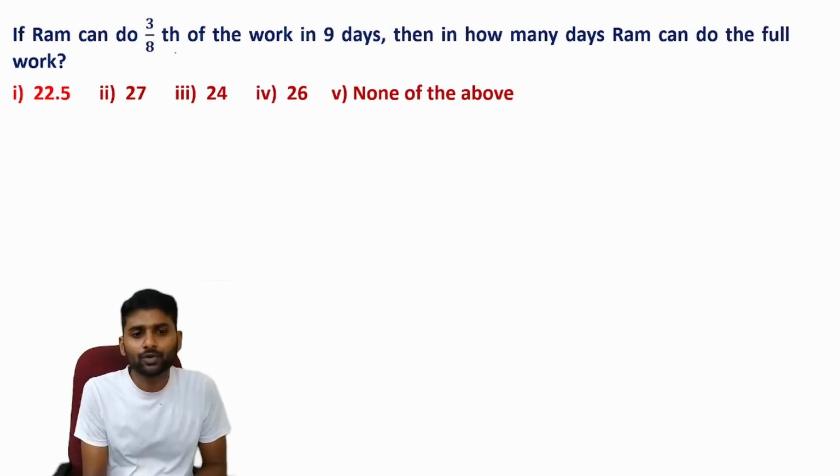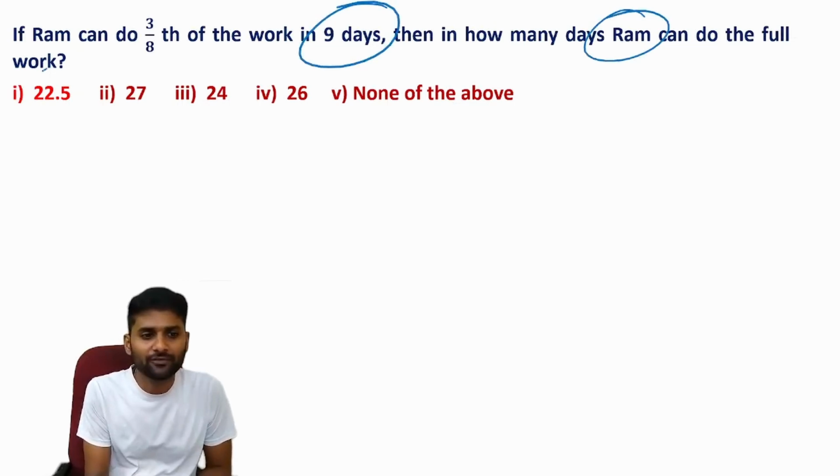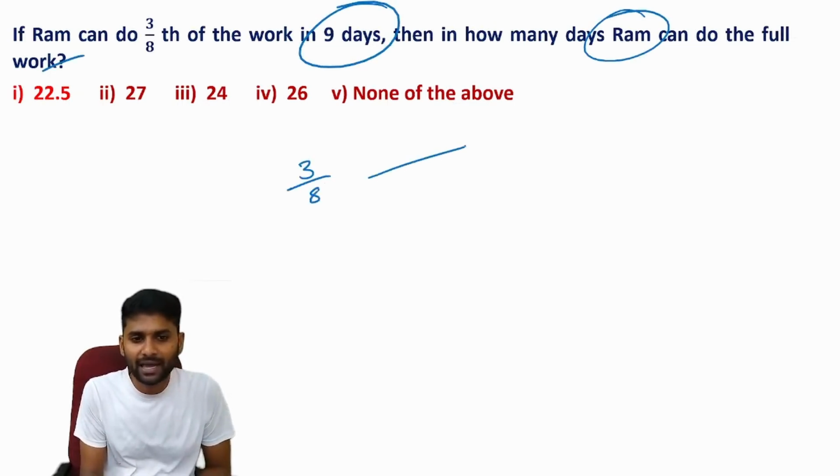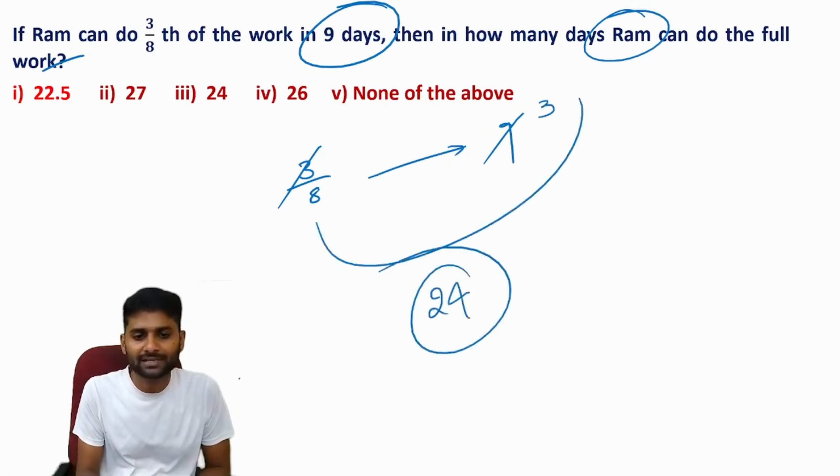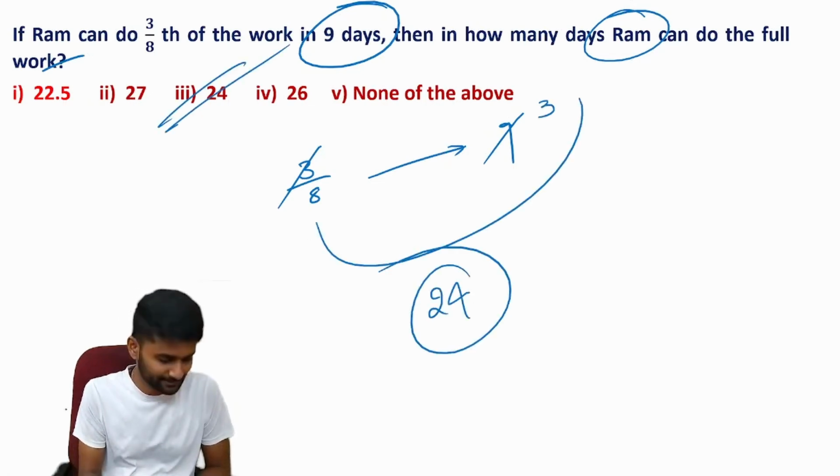If Ram can do 3/8 of the work in 9 days, in how many days can Ram do the full work? Now see, 3/8 of the work in 9 days. What about the full work? 3 is exactly cancelled with the 3. Then the full work is completed exactly in 24 days.